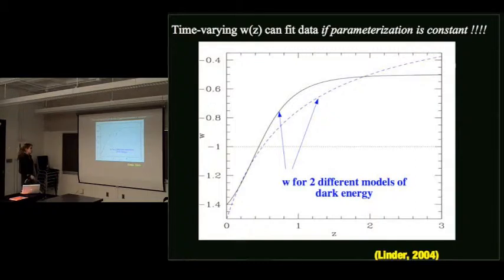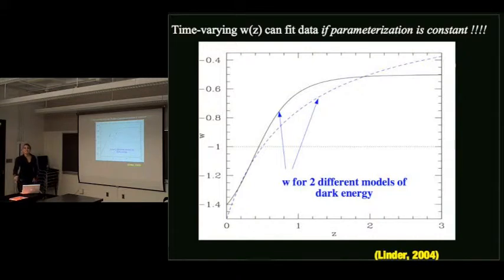Okay, so I've taken an example from Linda's paper where you have two dark energy models which have varying equations of state, which obviously have time-dependent properties. They obviously have a redshift dependence. And what he showed is that both of these equations of state can fit the same data that is apparently in agreement with the cosmological constant if you take W to be equal to -1.